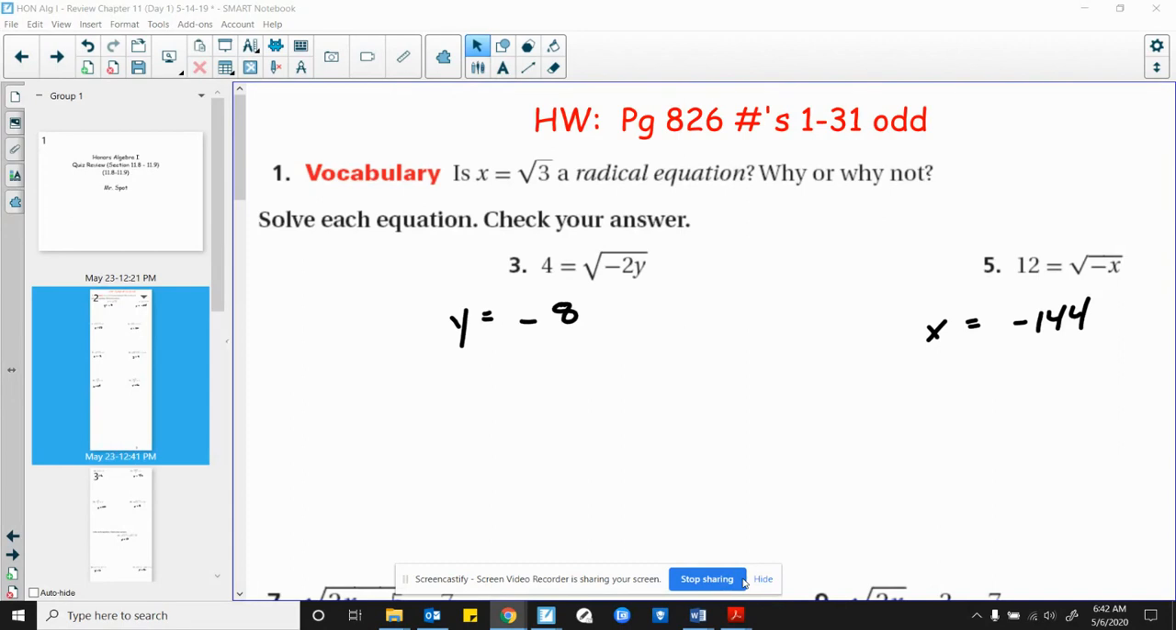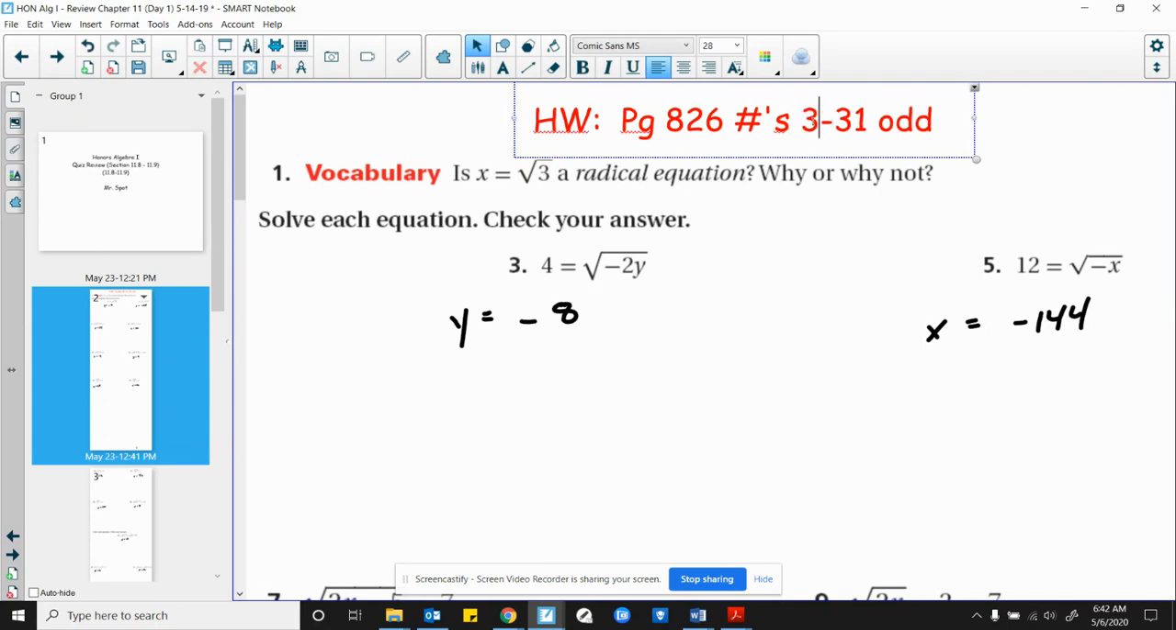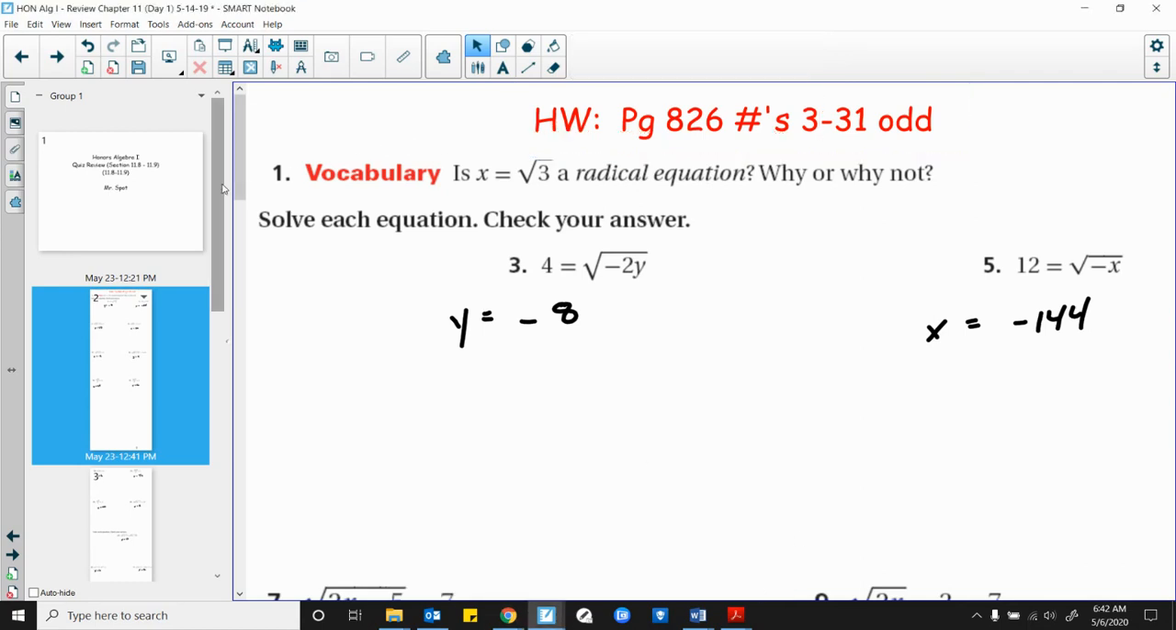Today is Wednesday, May 6th, and we're going to focus on a little bit of review today, getting ready for the quiz that we're going to take on Friday. First thing here is our homework that was due yesterday: page 826, numbers 3 through 31 odd.